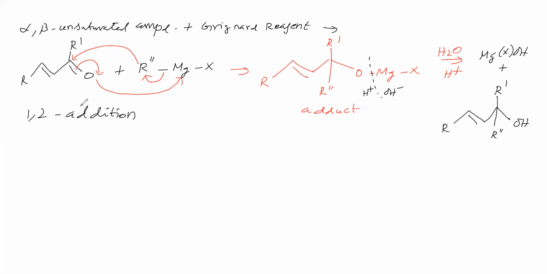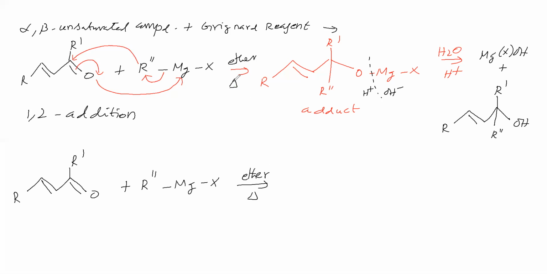Next, we are taking the same alpha beta unsaturated carbonyl compound. Now, this we will treat with the Grignard reagent. Ether is the solvent and it is slightly warmed. Here also the solvent is ether and slightly warmed. What is the product we are getting, that we'll see.